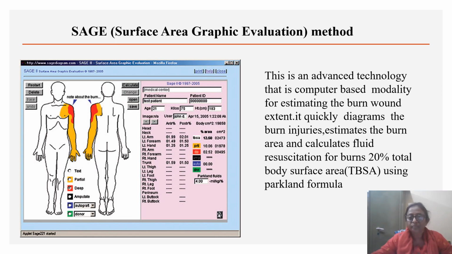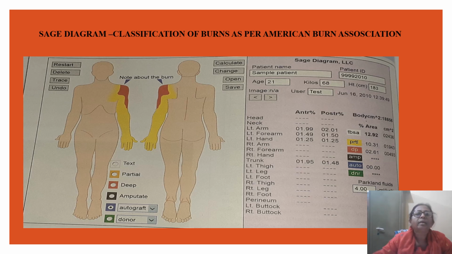Then we will see the classification of burns as per the American Burn Association. This is a SAGE diagram which is shown in the video.